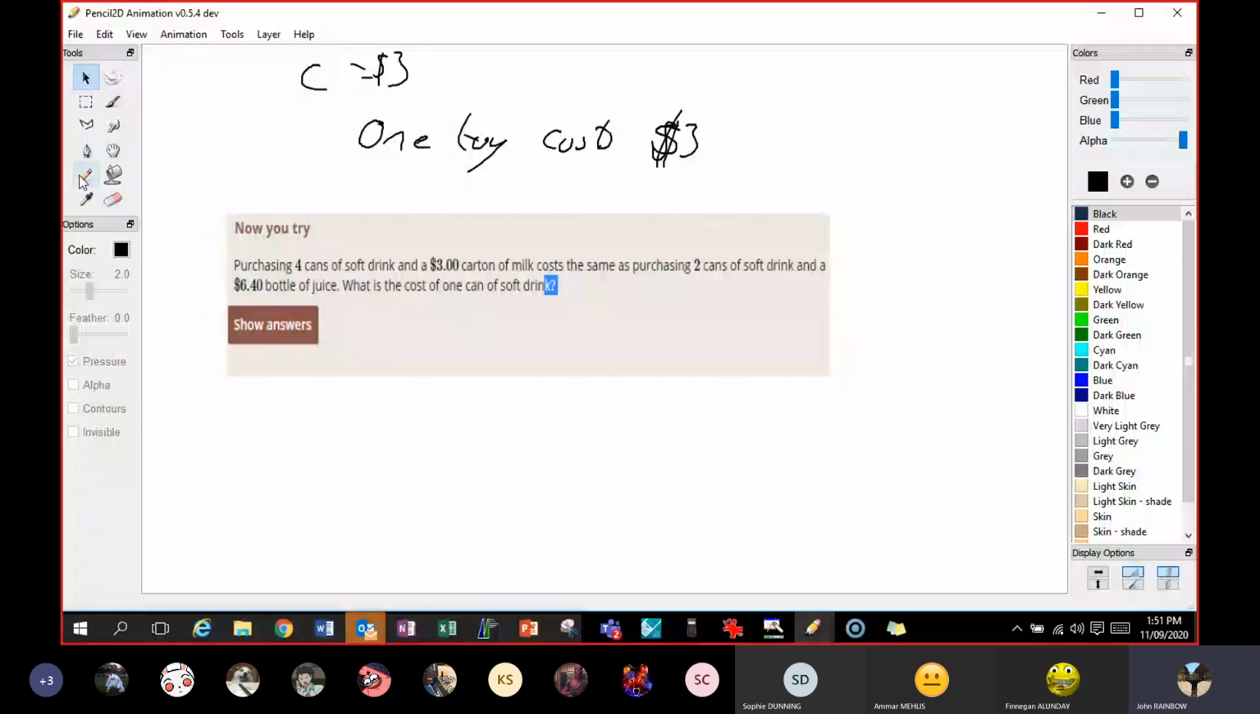Okay. So first we've got to define our variable. What are we trying to figure out? We're trying to find out the cost of 1 can of soft drink. So we're going to let C equal the cost of 1 can of soft drink.